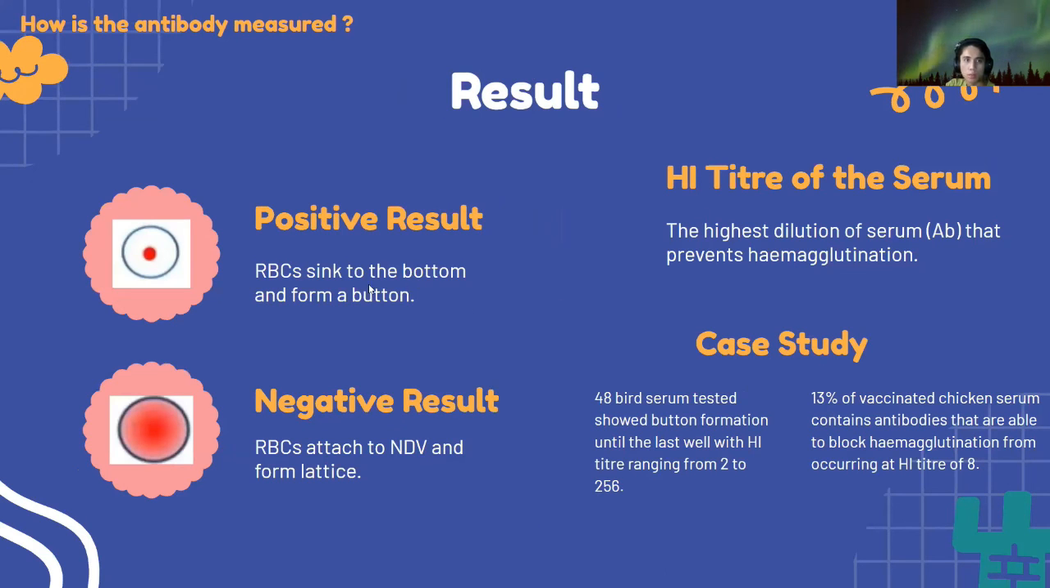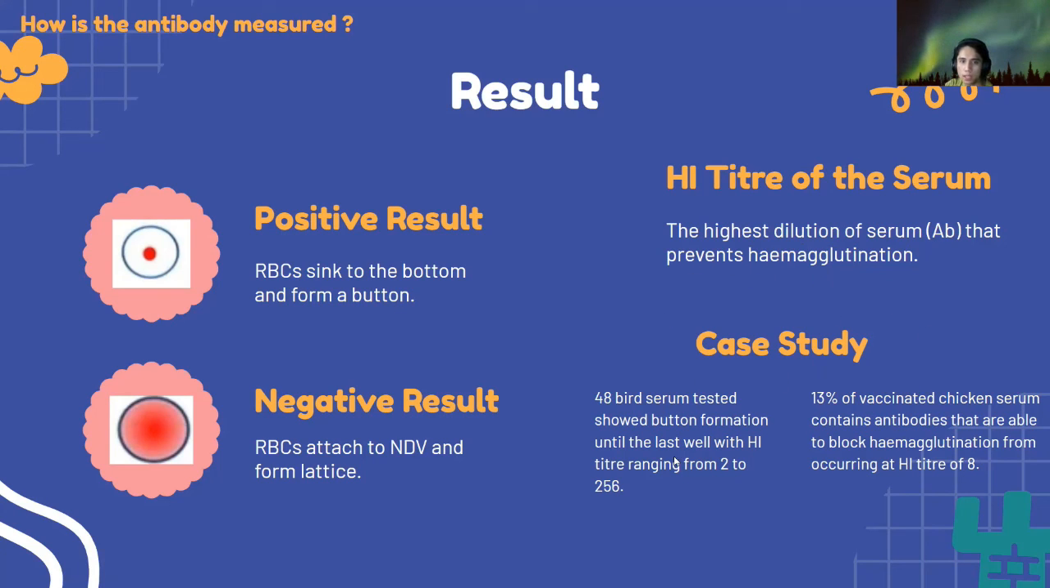So for the positive result, the RBCs sink to the bottom and form a button formation, which is like this. And for the negative result, RBCs attached to the NDV form a lattice formation and will appear as in this picture. The hemagglutination inhibition titer of the serum is the highest dilution of the serum antibody that prevents hemagglutination.